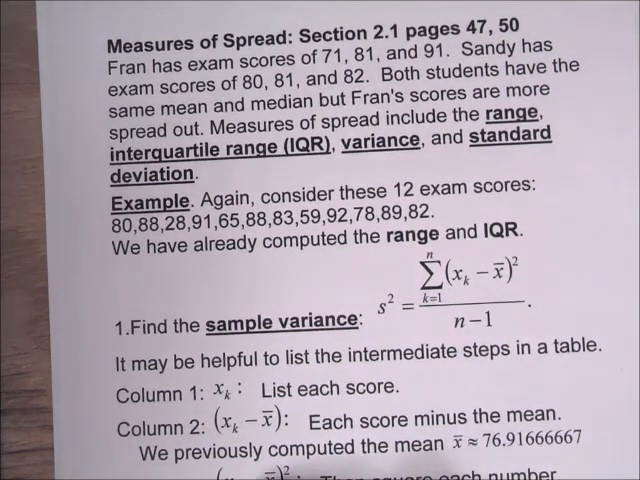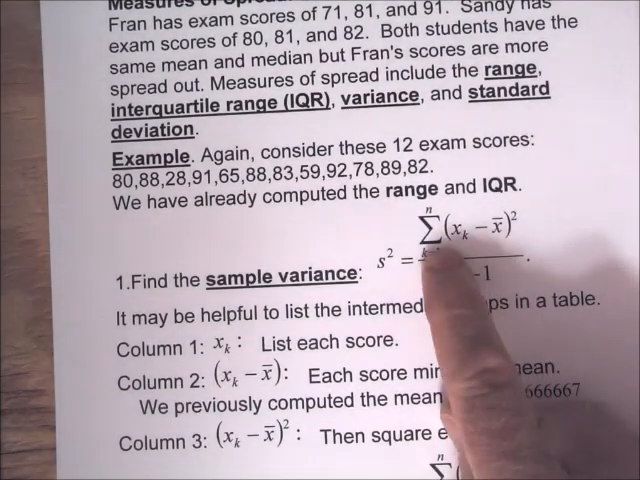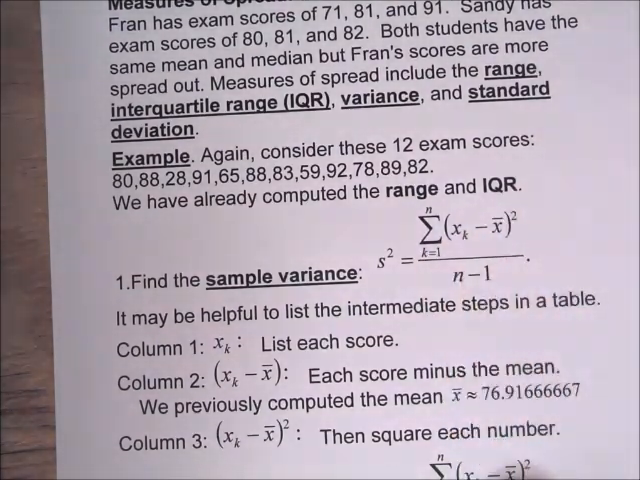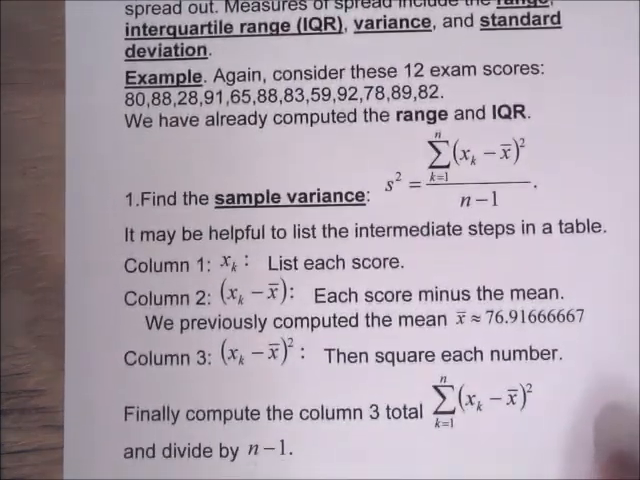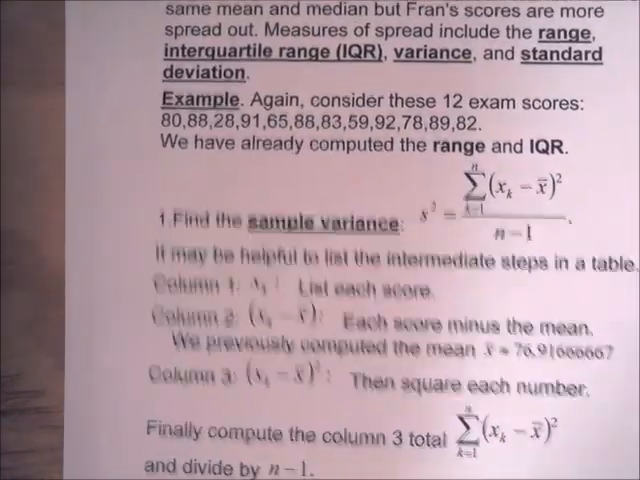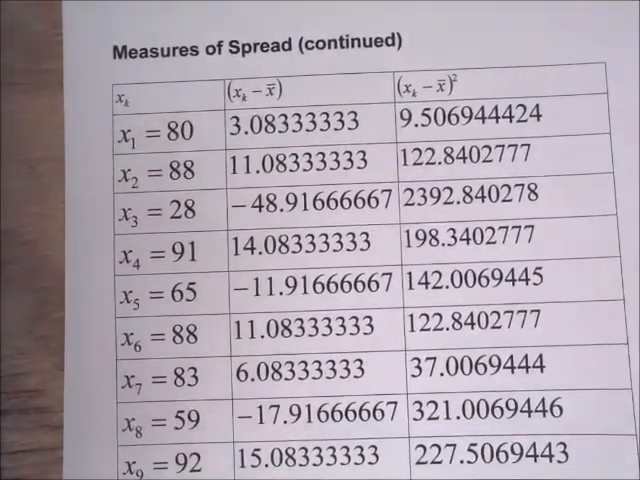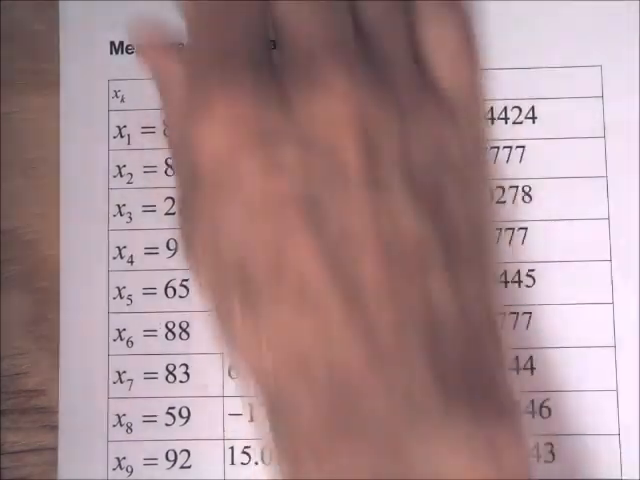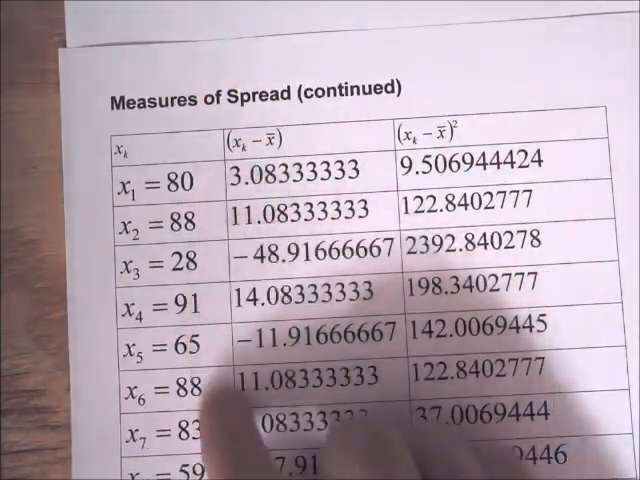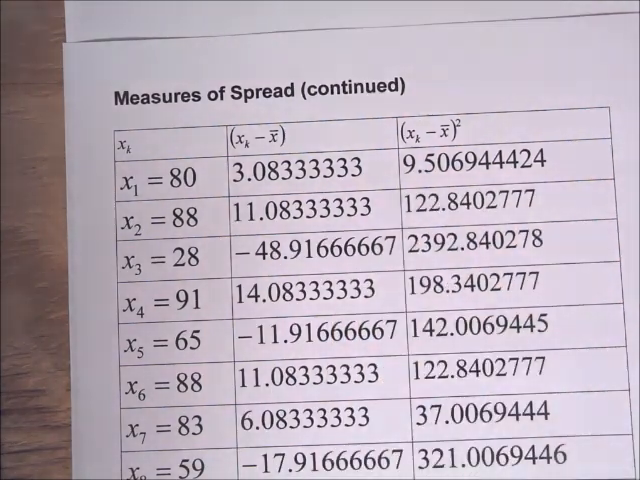So we can put up a column for the exponents, and then we want to do the sum. So it's the sum of that last column, and finally we divide by n minus 1. So that's the procedure we want to go through. This formula tells us which operations to do and in which order. Okay, so I set up a table here. The first column has the original exam scores, then each score minus the mean, and then square it.